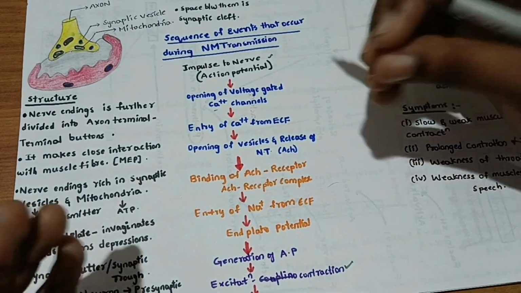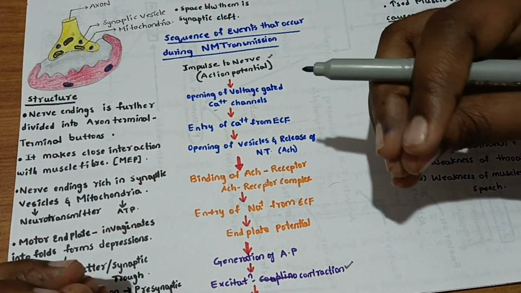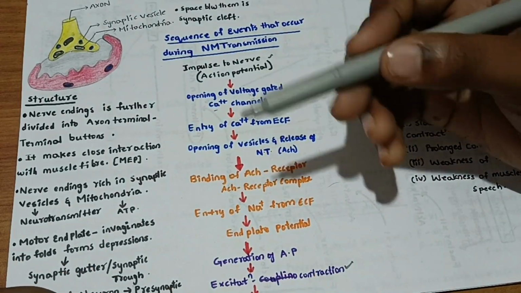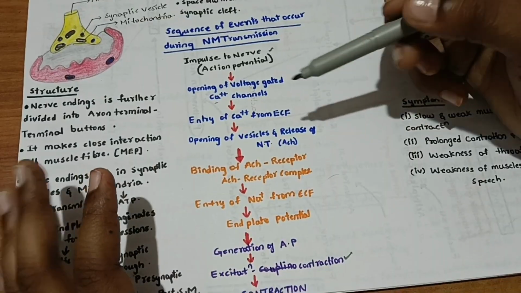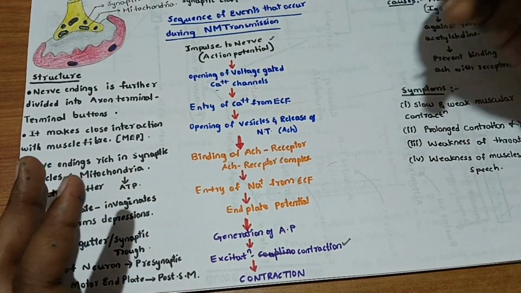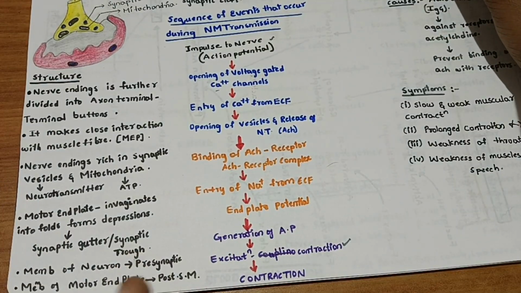That leads to entry of sodium from ECF into the postsynaptic membrane. Here the calcium is entering the presynaptic terminal, whereas the sodium is entering the postsynaptic membrane. Now the generation of action potential begins, which leads to contraction of the muscle. This is the sequence of events that occur at neuromuscular transmission.